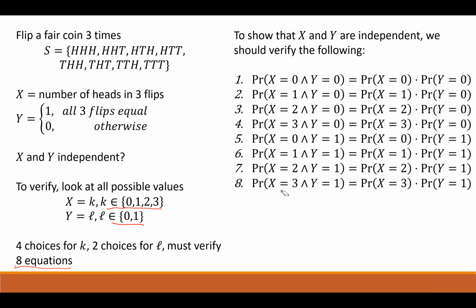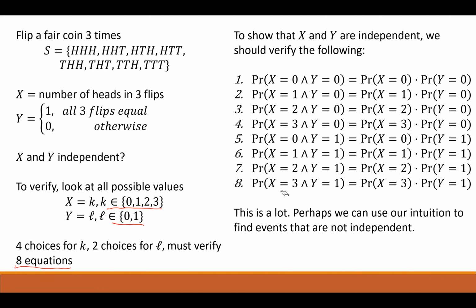So if we want to show they're independent, we have to show all of these equations, but we want to take a shortcut. So we want to find 2 events that are not independent. What if Y is equal to 1? I know Y equal to 1 is the event heads, heads, heads, and tails, tails, tails. Now, does that tell me something about the value of X? If I know that Y is equal to 1, am I still completely in the dark about the value of X, or do I now know something?